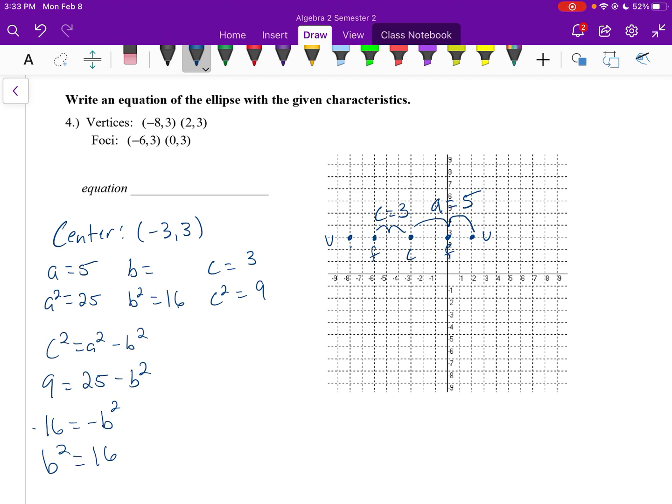So x minus h, which will be x plus 3 squared over something. The sign for an ellipse is always plus. Y minus 3 squared over something is equal to 1. So what I always do, I don't even worry about a squared and b squared. I know I went left and right 5, so that 25 needs to go under x. Under y, that's going to be the b squared value, so 16.